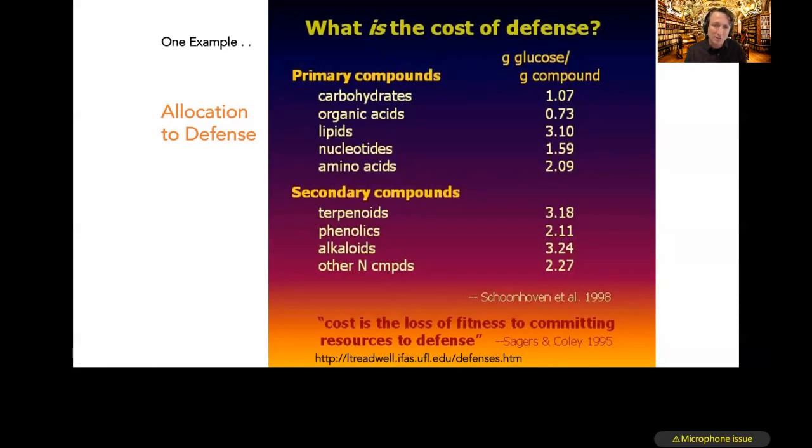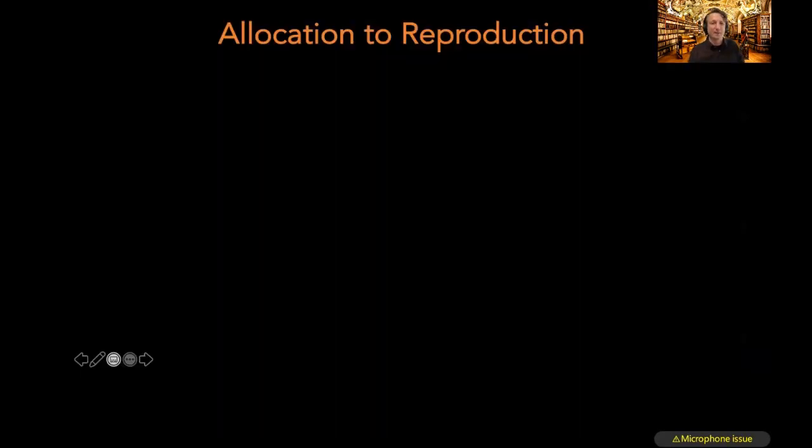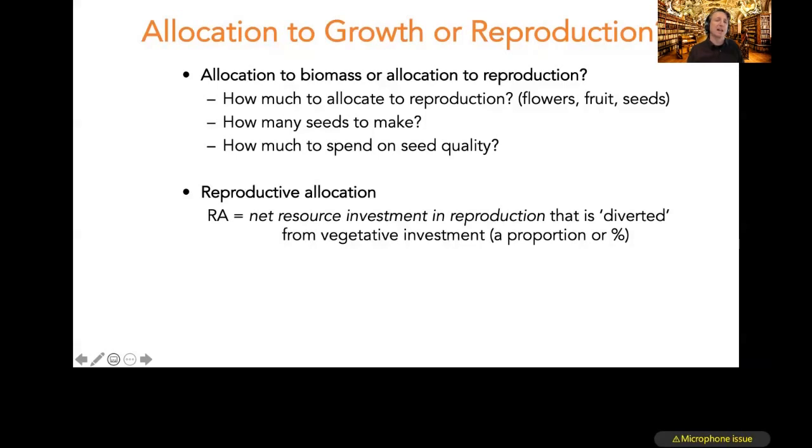So allocation to defense or allocation to growth. I could be putting this glucose into growing instead of secondary compounds, but that comes with the risk of being eaten, right? In terms of increased mortality. So allocation to reproduction, allocation to biomass or allocation to reproduction. How much do we allocate to reproduction? Flowers and seeds. How many seeds to make? How much to spend on the quality of seeds? Okay, so we often talk about reproductive allocation versus biomass allocation.